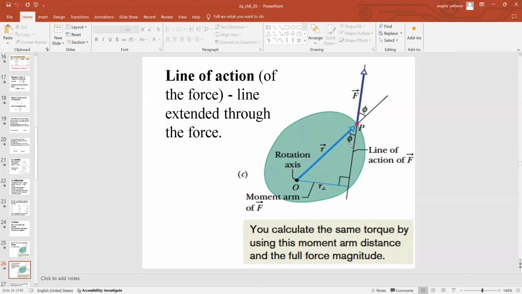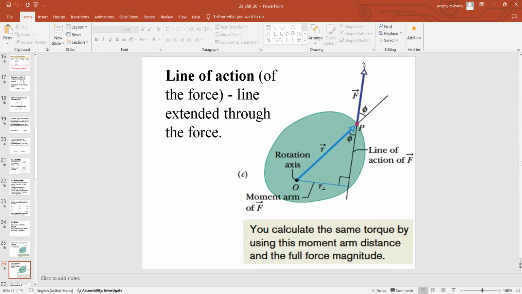One last thing, don't forget the torques can be positive or negative. So this particular force would create rotation, but counterclockwise. So the torque would be positive. Let's say this force was applied here and going downward, then it would be a negative torque because it would have caused negative, clockwise rotation.